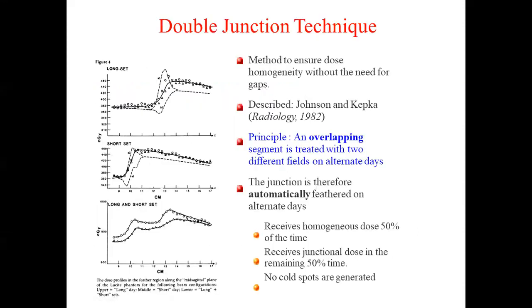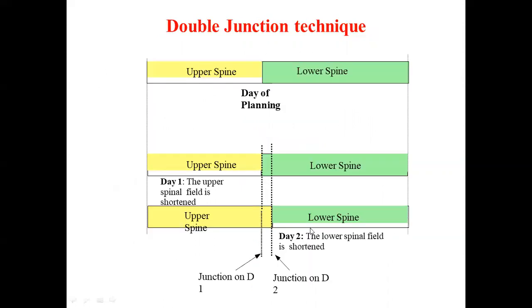Coming to double junction technique, it's a method to ensure dose homogeneity without the need for gaps, and it is described by Johnson and Kepka. The principle of this is that an overlapping segment is treated with two different fields on alternate days. So the junction is automatically feathered on alternate days, and it receives a homogeneous dose of 50% and a junctional dose of 50% in the remaining time. So this is the principle of the double junction technique, and no cold spots are generated.